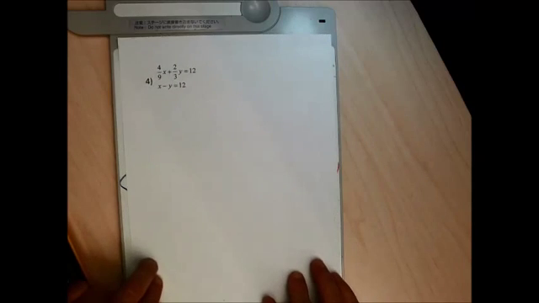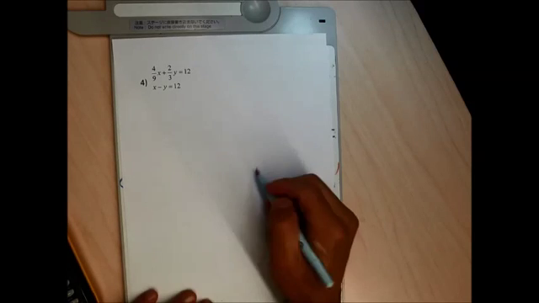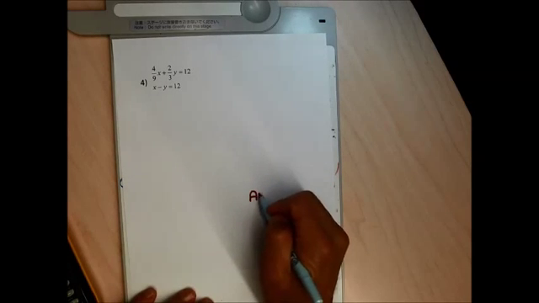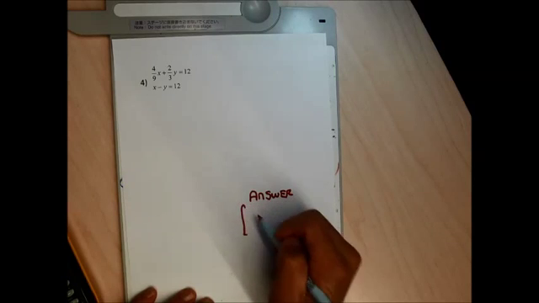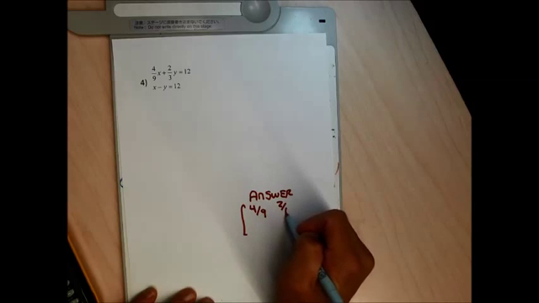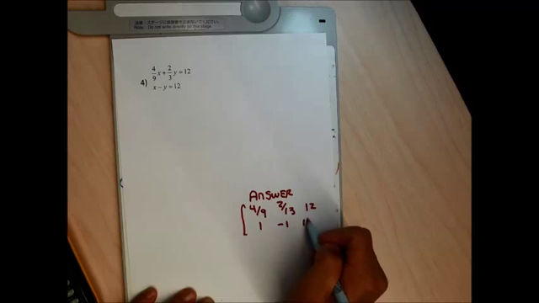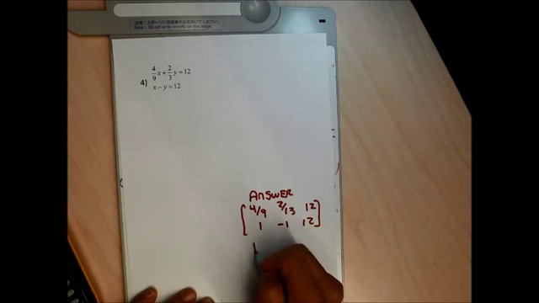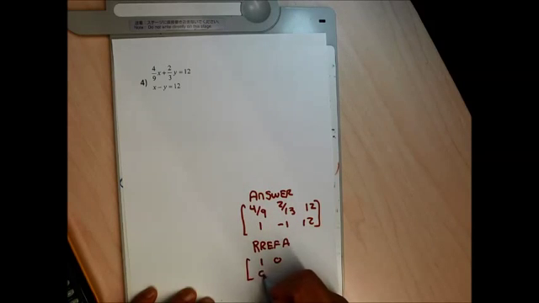Number 4 also wants me to use the elimination method. Let me figure out what the answer is real quickly. So to get my answer, because I'm worried because of the fractions, I'm going to enter the matrix 4 divided by 9, 2 divided by 3, 12, 1, negative 1, 12, whoa, and do RREF A. It should give me 1, 0, 0, 1, and then the answers.